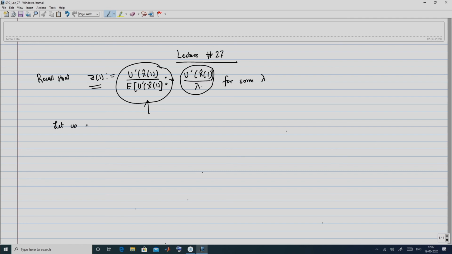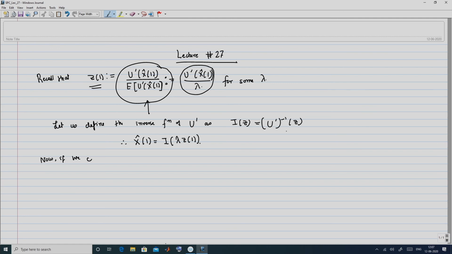So, we begin with defining the inverse function of u prime as I of z equal to u prime inverse of z, and therefore we have x hat of 1 is equal to I of lambda z of 1. Now, if we can find this parameter lambda, then we already know what z 1 is. So, we can calculate I of lambda z 1. So, the determination of x hat of 1 reduces to finding lambda.